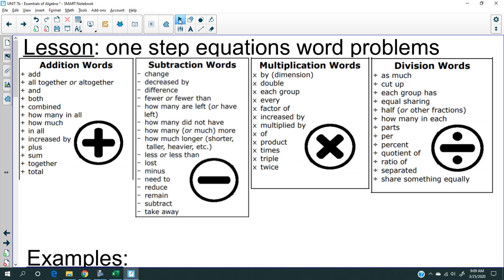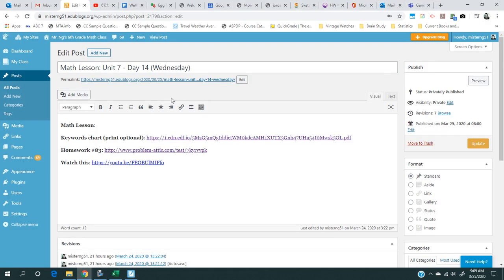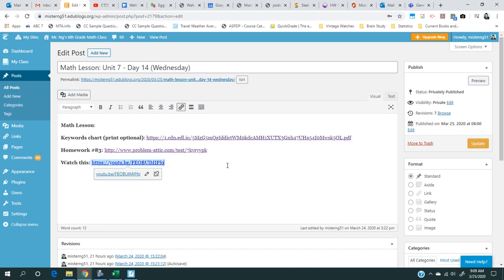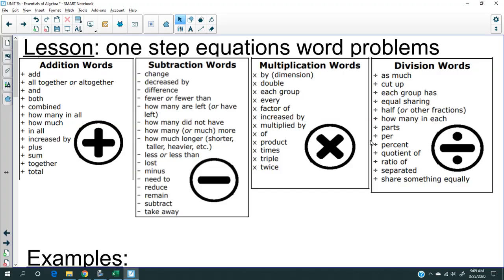Let's move on. So today's lesson, we're going to talk about one-step equations except with word problems. Now, if you go to the blog, right? So this is the keyword chart. So if you want to go ahead and open this link now, go ahead and do it. Now this link looks different than this.